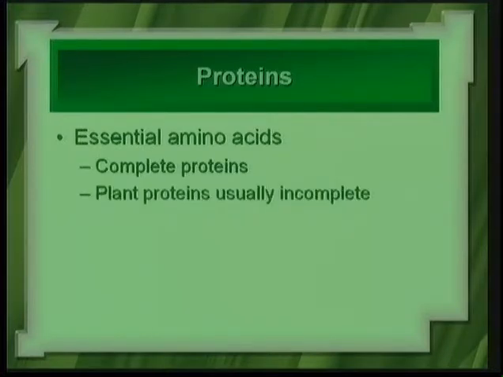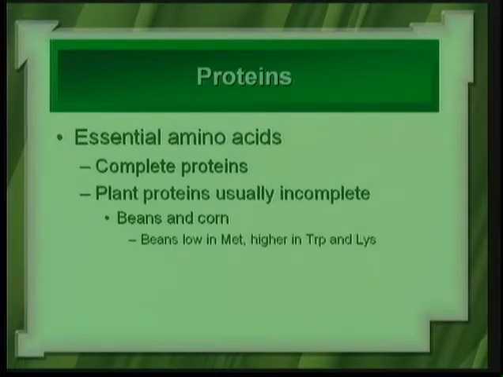So the thing is, plant proteins are usually incomplete. But if you combine foods together, such as beans and corn, which were part of many Native Americans' diets, they actually complement each other, because beans tend to be low in methionine. MET is short for methionine. Also, beans are high in tryptophan and lysine. So these are 3 of our essential amino acids. Now corn tends to be low in tryptophan and lysine and higher in methionine.